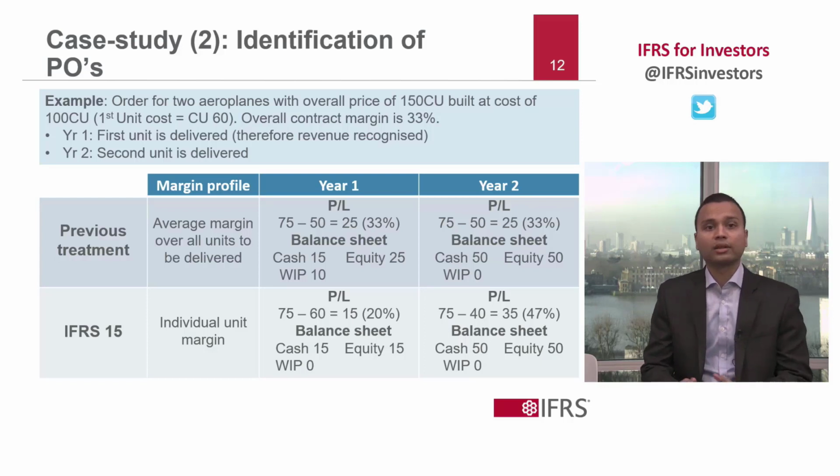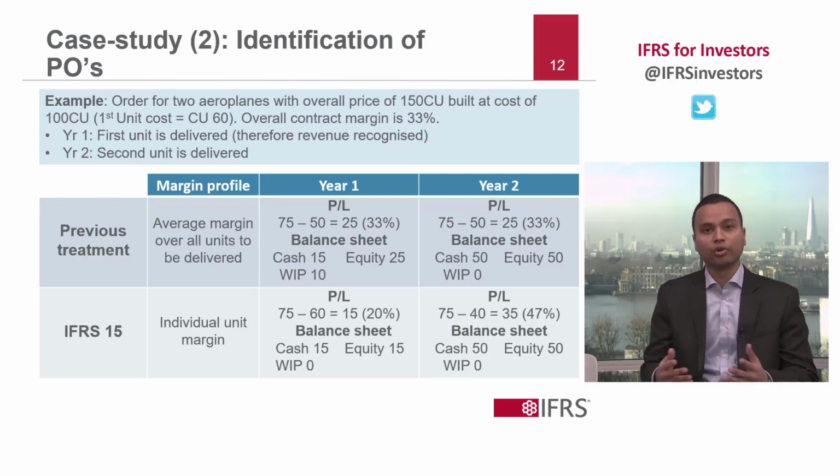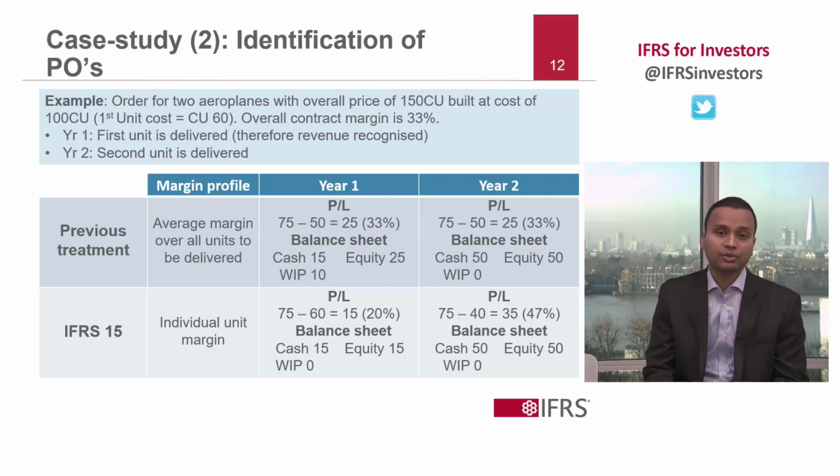It is also worth highlighting that none of these costs incurred in the production of plane 1 resulted in the creation of an asset that could then be consumed in the production of plane 2, and therefore none of the costs were capitalized on the balance sheet under the new requirements. To summarize, our observations, even though there is no change in revenues in this example, the identification of performance obligations has resulted in the company recognizing individual unit margins instead of contract-wide margins.